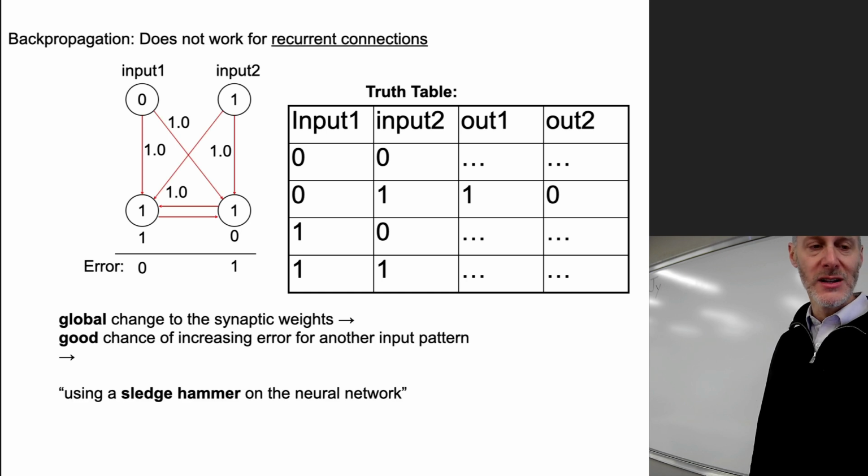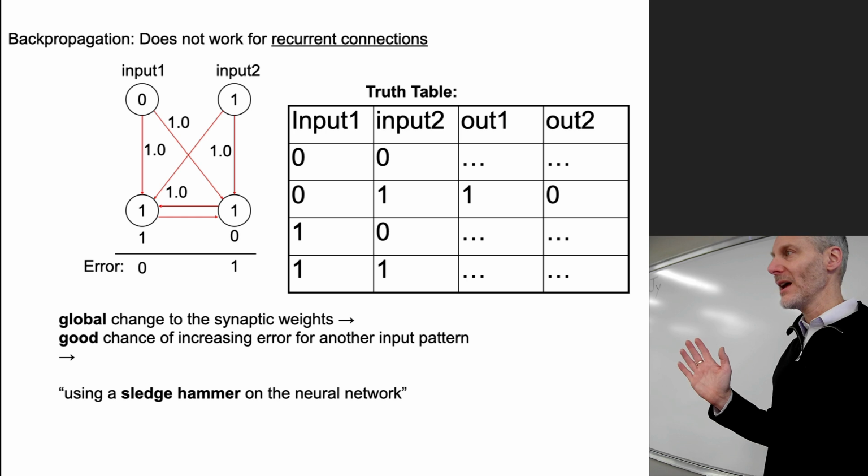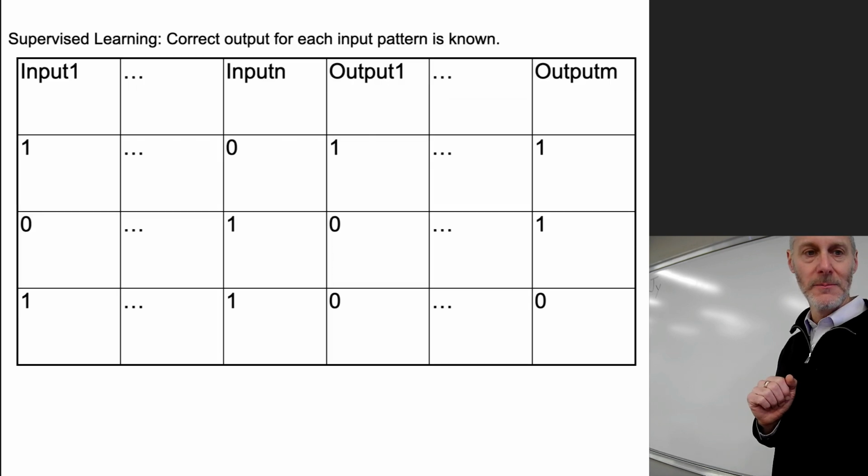Okay, I'm going to skip over this. This is just a point that when you add recurrent connections, it tends to make backpropagation of error tricky. We're not actually going to do backpropagation of error in this class. So if you're interested, you can look into it.